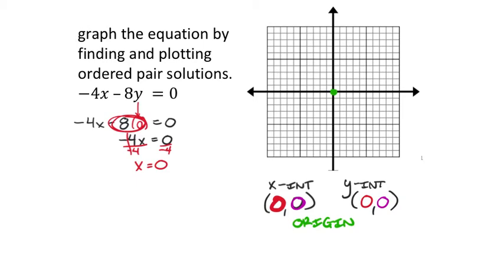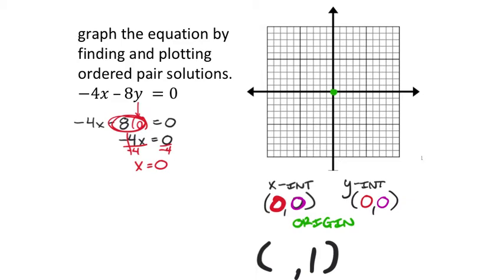So that means that I can't use the two intercepts in order to graph this. I got to find another value to use in an ordered pair. So it's not going to be an intercept, just any other value. I'd probably say y is 1. You could say x is 1 if you'd like. I think you get a fraction out of that, though.